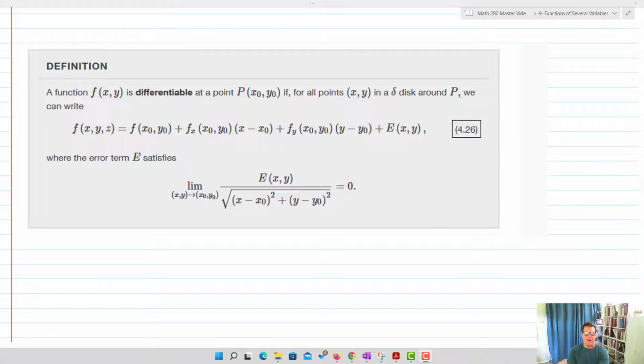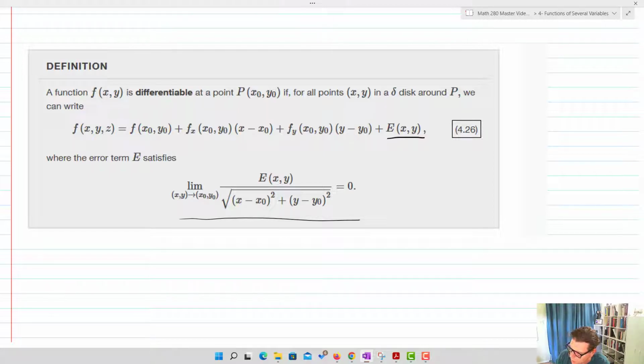A function f of x, y is differentiable at the point P of x naught, y naught if, for all points x, y in a disk around P, a region around P, just like when we proved differentiability with an open interval, we can write f of x, y, z equals a tangent plane plus this thing e of x, y. And e of x, y is our error term. We need to make sure that the error term becomes 0 as x, y approaches our point.